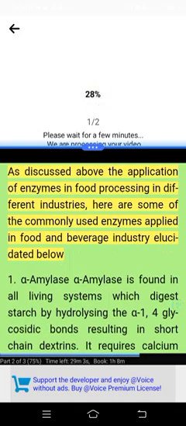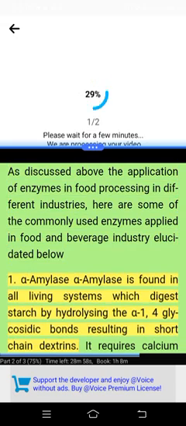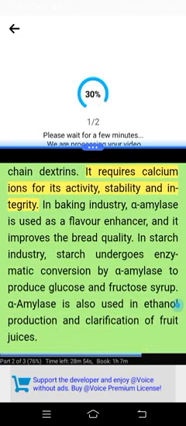As discussed above, enzymes are applied in food processing in different industries. Here are some of the commonly used enzymes in the food and beverage industry. 1. Alpha amylase. Alpha amylase is found in all living systems and digests starch by hydrolyzing the alpha-1,4 glycosidic bonds, resulting in short-chain dextrins. It requires calcium ions for its activity, stability, and integrity.